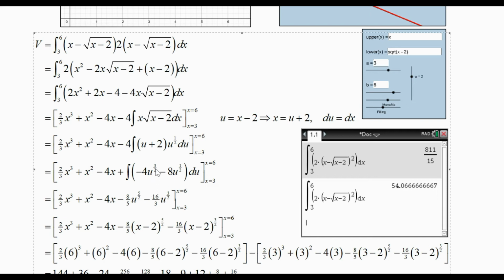You just add 1 to the power. 3 halves plus 1 is 3 halves plus 2 halves is 5 halves. Multiplied by the reciprocal, so 2 fifths times -4 is -8 fifths for the coefficient. Similarly, this one goes up 1 half plus 1 is 1 half plus 2 halves is 3 halves. 2/3 times -8 is -16 thirds. Now we're ready to evaluate from 3 to 6.